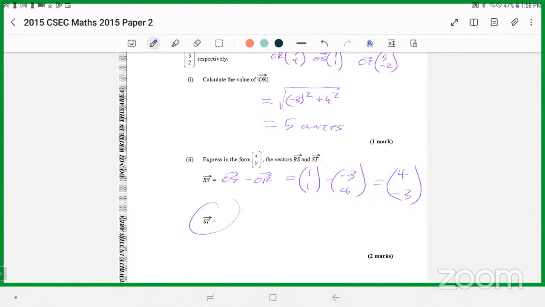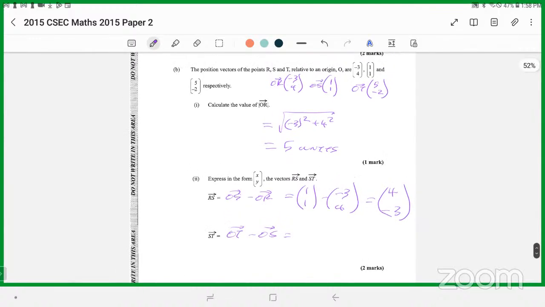They want ST. ST is OT minus OS, the last minus the first. The OT is (5, -2) minus the OS, which is (1, 1) again. Equals 5 minus 1 is 4, and minus 2 minus 1 is negative 3. So the two vectors are equal.